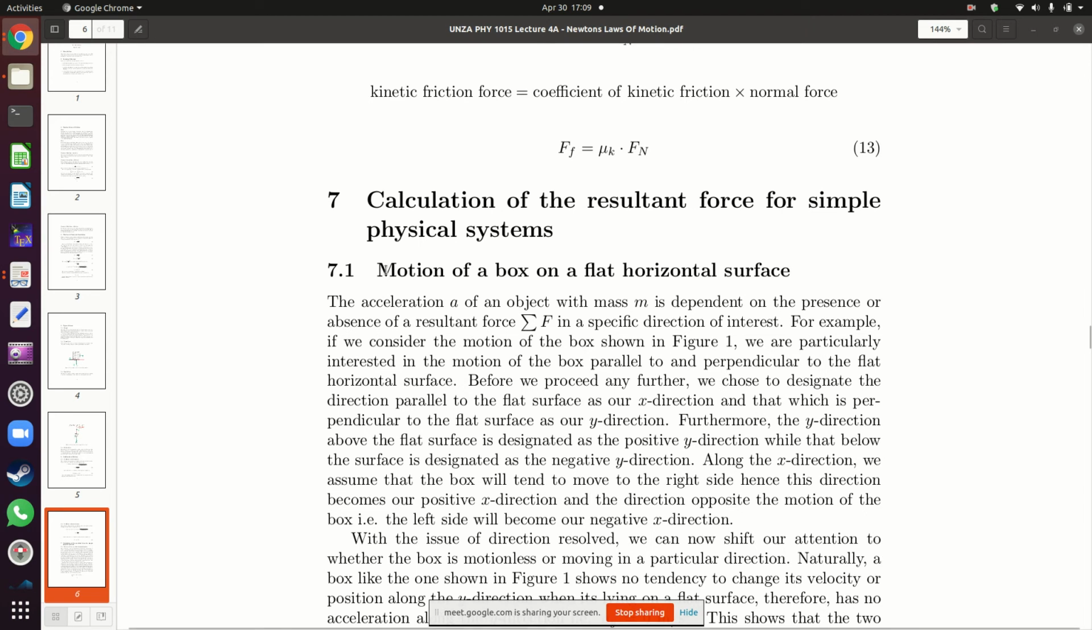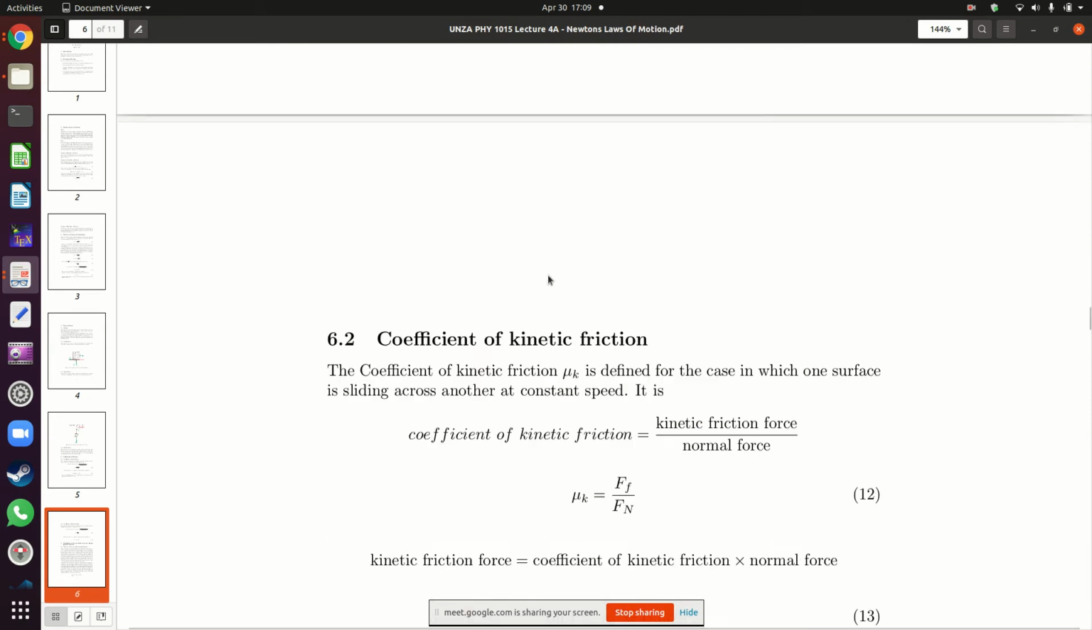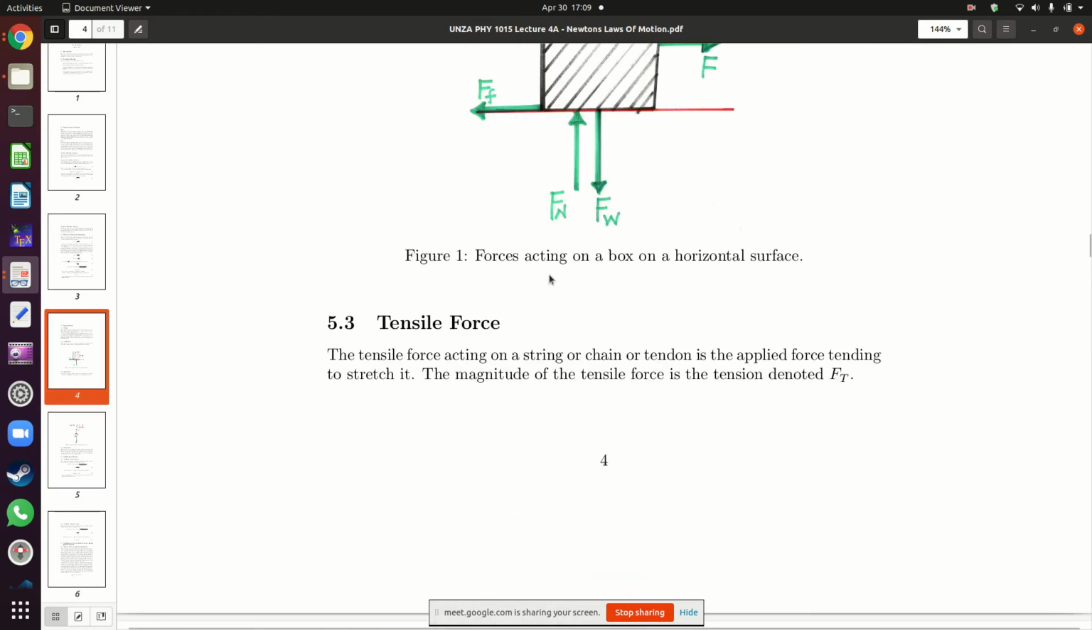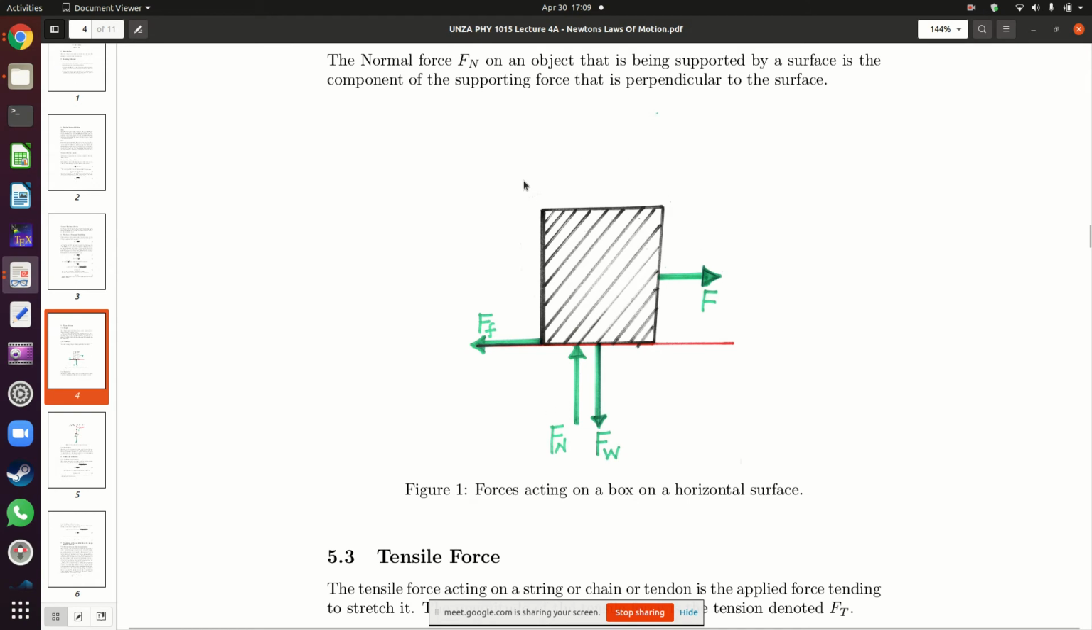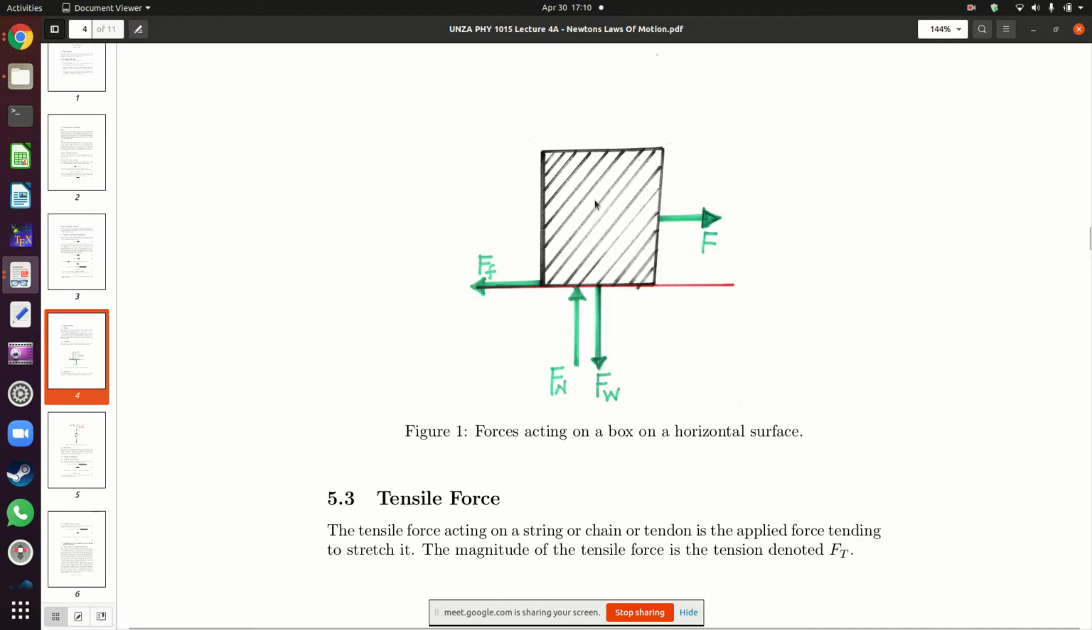So the first situation you're looking at is the motion of a box on a flat horizontal surface. This motion of a box on a flat horizontal surface is what we actually have in this diagram here, figure 1. So with this situation here, we need to find out how much the resultant is going to be.